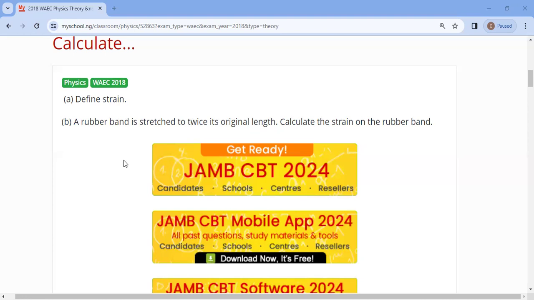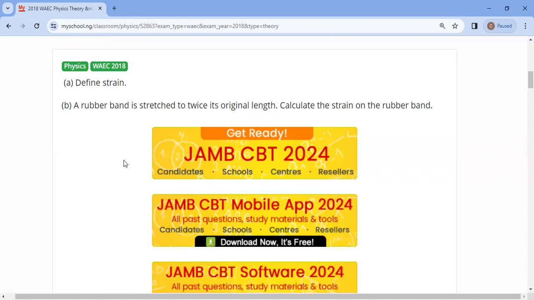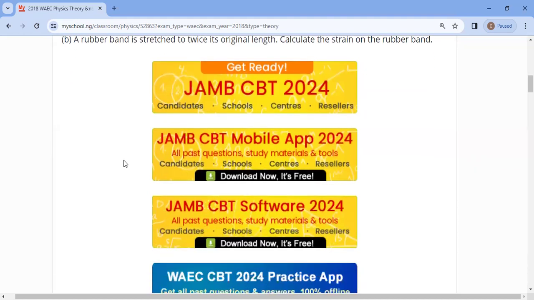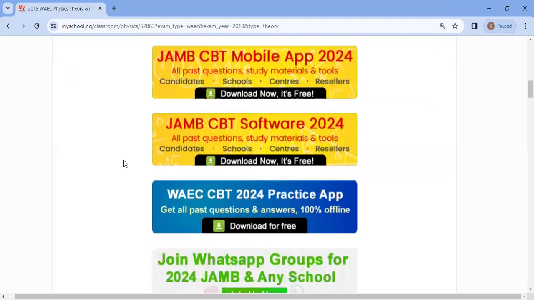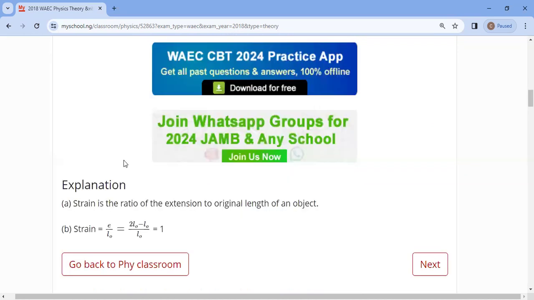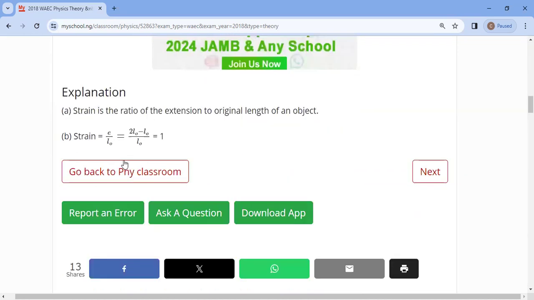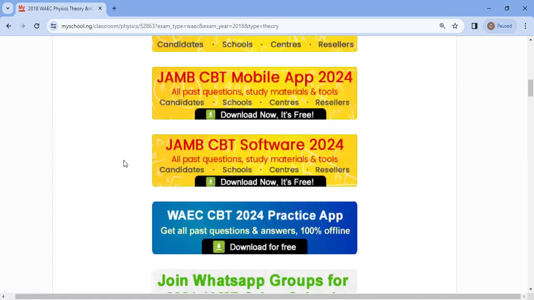The strain, the answer is 1 because it is L over L, and that is 1. Extension is L, original length is L, as you can see where it is solved there. If you have any questions, you can just let me know.